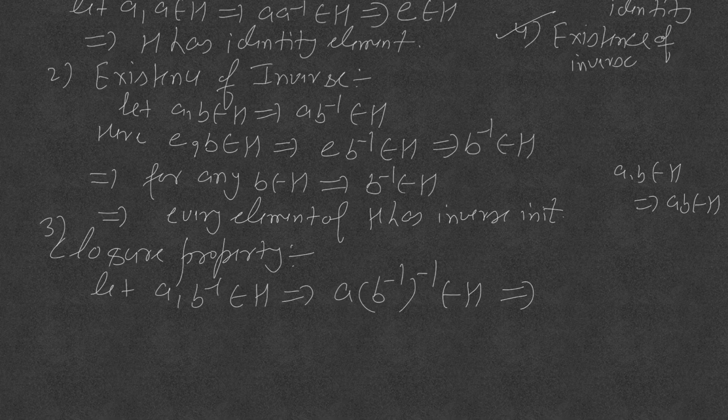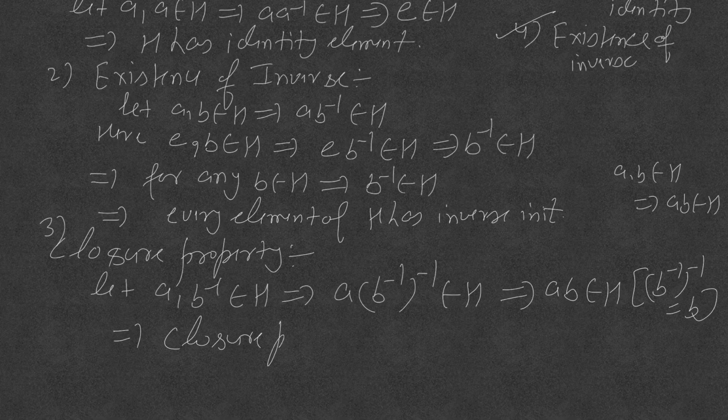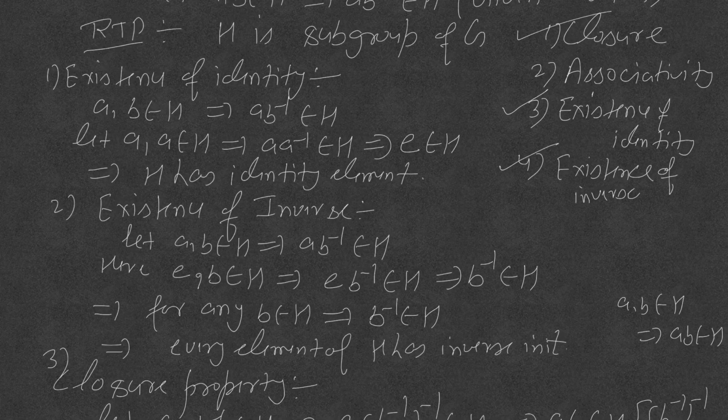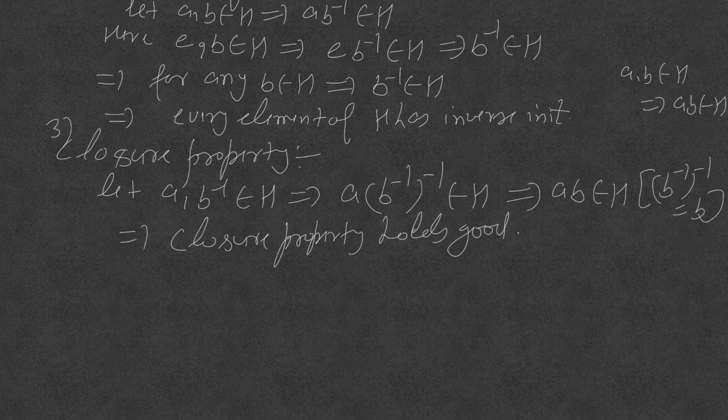that will make it as A B, because inverse if taken 2 times is equal to the element itself. So this implies that closure property holds good. So we have proved that closure property holds good in H. Now next and the last, you will see, is associativity. The fourth one is associativity.